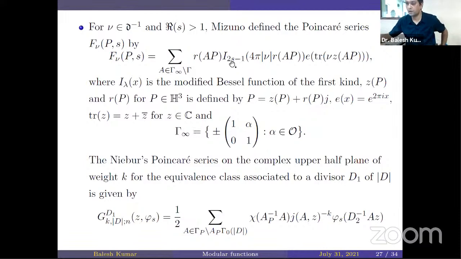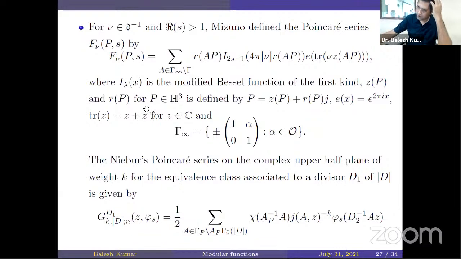And this is a certain modified Bessel function, I_{2s-1}, and then e to the power trace of nu. Here nu is an element of the inverse different, since this Poincare series is defined corresponding to each element of the inverse different. And trace of nu ZAP, where trace means the following: if you think of Z as a complex number, then trace of Z is nothing but Z plus Z bar, where Z bar is the usual complex conjugation.